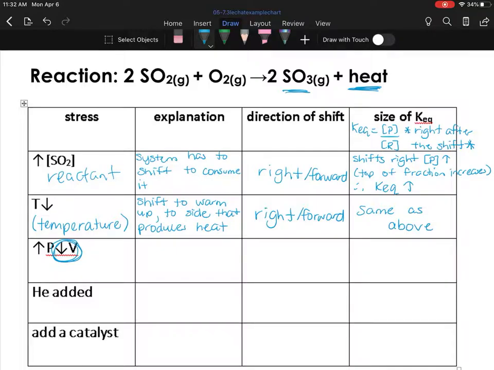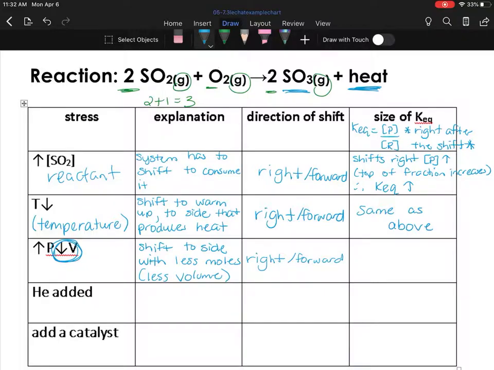Okay, so then like I said, pressure and volume go together, but it's sort of easier to think about the volume. So if the volume decreases, it has to shift to the side with less moles. Okay, because of the decrease in the volume. So which side has less moles? So this side has 2 plus 1. Check that they're all gases. Yep. This side has only 2. So then again, it's another shift right.